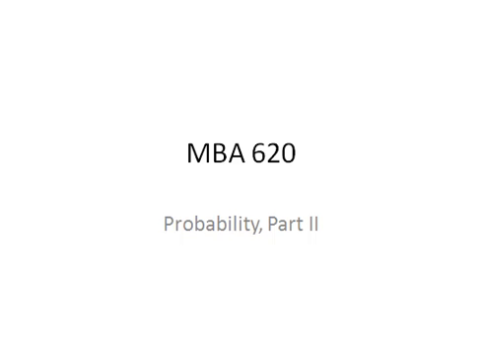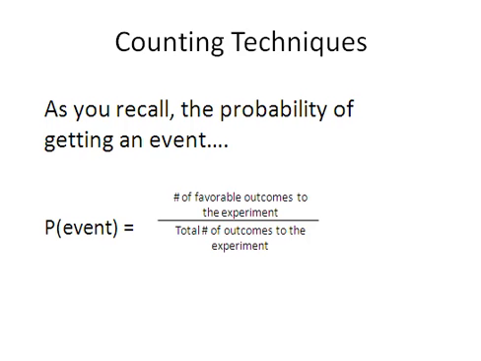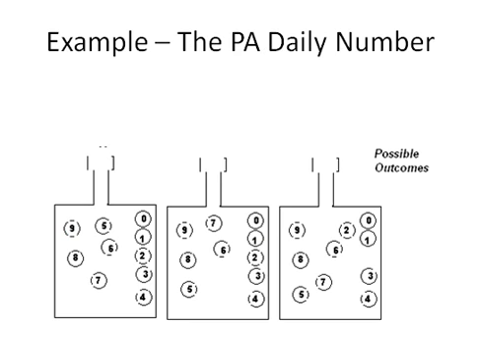Okay, this week, for the second part of probability, we're going to be looking at counting techniques. As you recall, the probability of an event is the number of favorable outcomes to an experiment divided by the total number of outcomes to an experiment. Well, sometimes it's not that easy to count how many outcomes there are in an experiment, and we need to learn some counting techniques. Take the example of the Pennsylvania daily number.